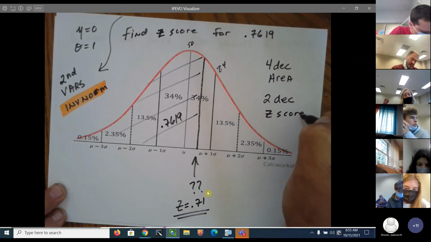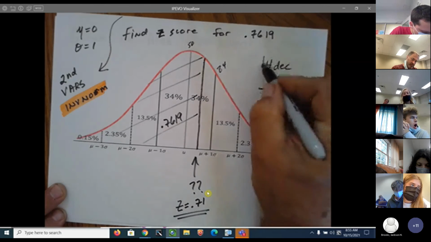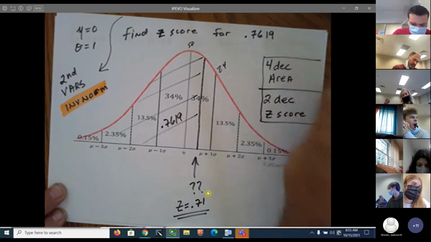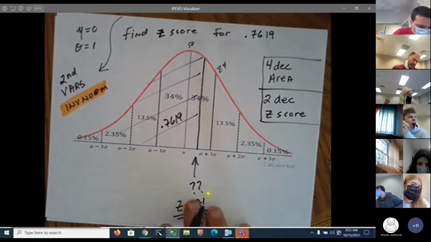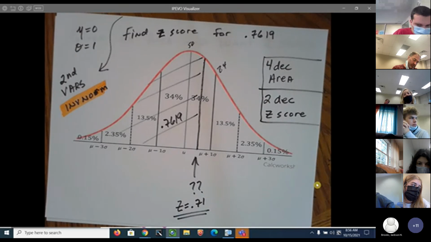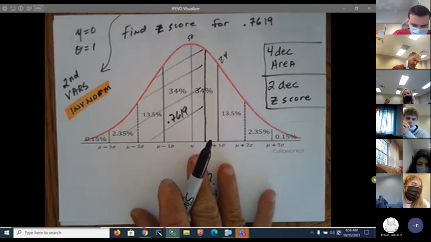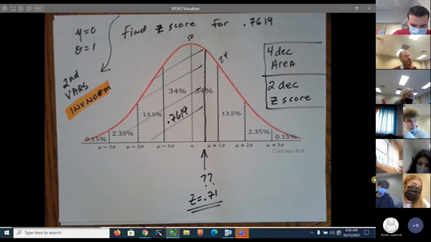Now, the book doesn't do that, okay? That's something that I tell my students. When I write down a z-score, I'm only going to take it to 2 decimal places, okay?